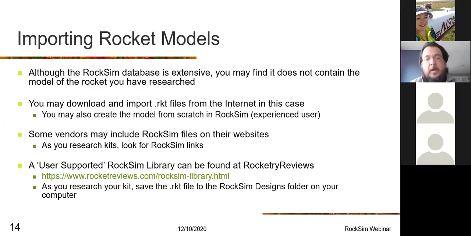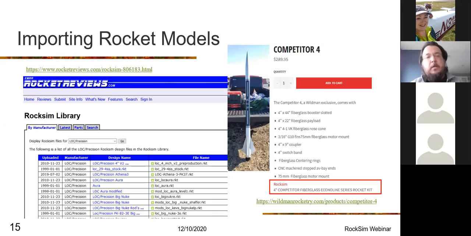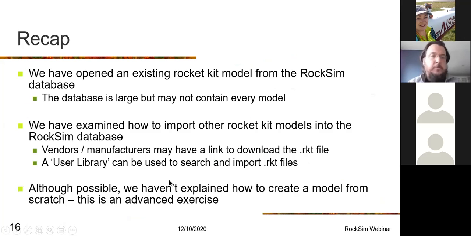Some vendors include Roxim files on their websites, and a user-supported Roxim library can be found in Rocketry Reviews. So we'll make sure you guys get the link for that. So there's the Rocketry Reviews website on the left, and you can see you can filter by rocket type, and then it just has a bunch of different rockets that users have uploaded over the years.